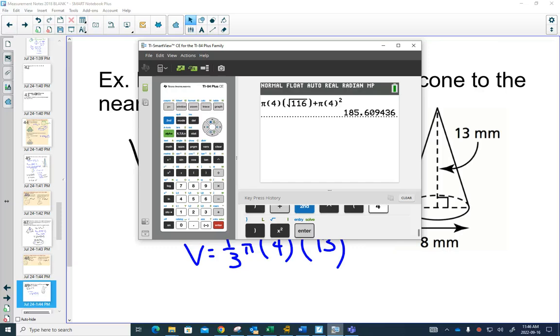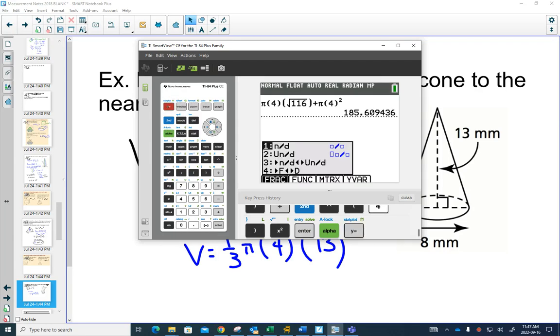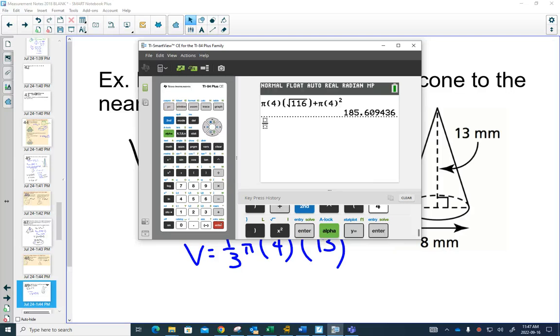Now, some of you do have a graphing calculator. If you do alpha y equals, you might even be able to write fractions, which is super cool. So I go alpha y equals, I push enter on the very first one. I can go 1, go down over here, 1/3. Then I need pi, then brackets for 4, and that's going to get squared, then brackets for 13. Push enter, and I get my answer all at once without having to do calculations along the way.